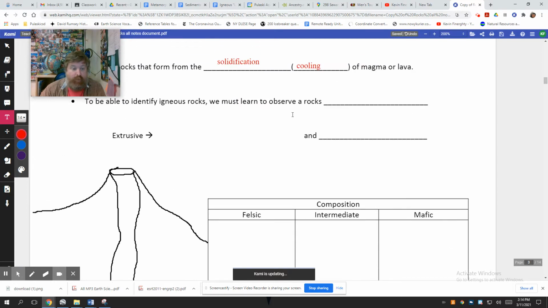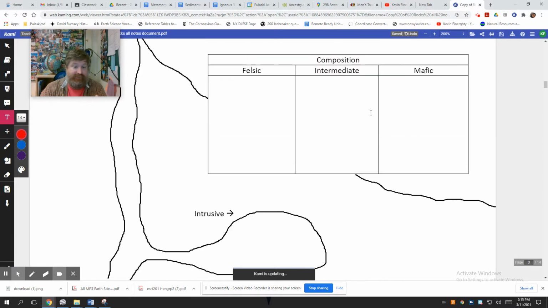So your job, and we're going to do these notes, then we're going to do the lab, and your job on the lab is going to be to really pick out and understand these 2 things. You've got to be able to understand its composition. What makes up that rock? And you've got to be able to do that just by looking at it. That might sound intimidating right now, but actually with igneous rocks, it's very easy.